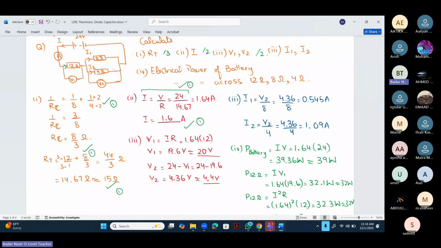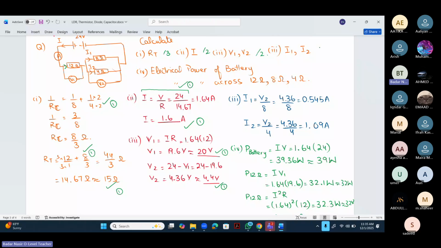We use the formula V equals IR. I is the current. Okay. V1 was across the 12 ohm. The total current flows through it, which is 1.64. You multiply it with 12 and you get the voltage across it, which is 19.6. So 1 mark absolute for the answer of V1 and V2.